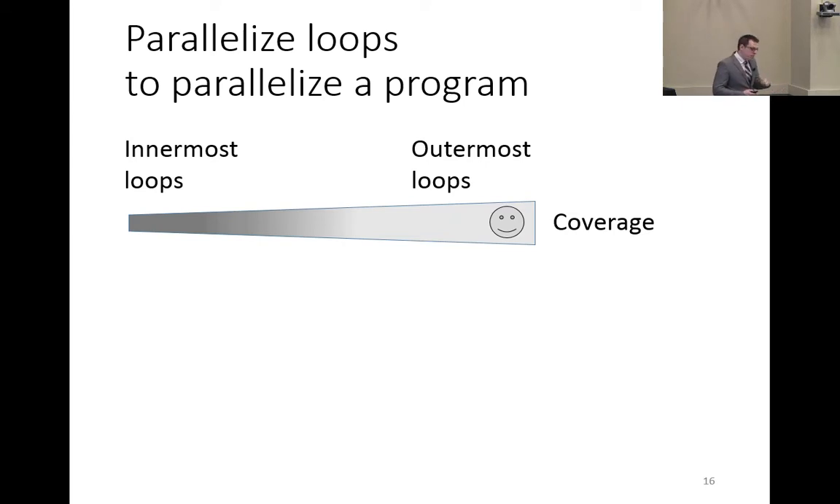The problem is that from a compiler perspective, for a compiler developer like myself, targeting outermost loops is a nightmare because they are very hard to understand. They include so much code that there are so many possible execution paths the compiler must understand to automatically parallelize it, that it's a challenge. And that's why people thought that these outermost loops couldn't be parallelized.